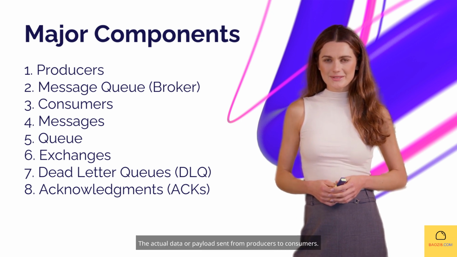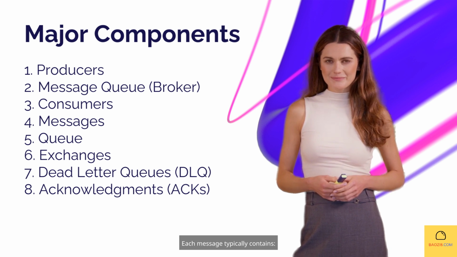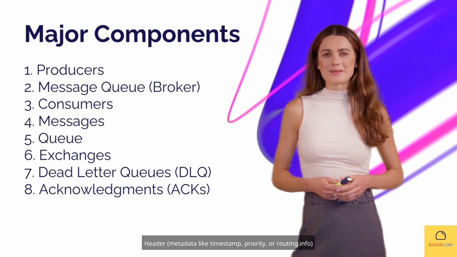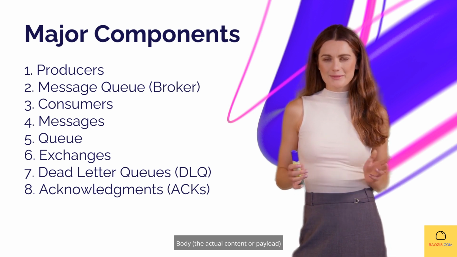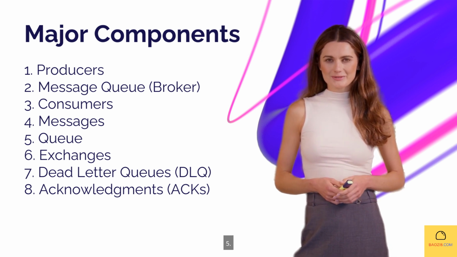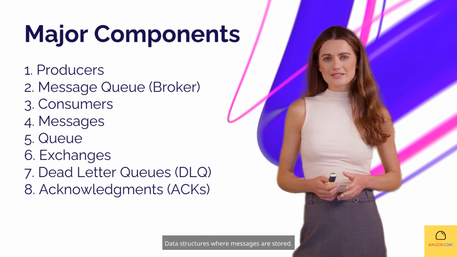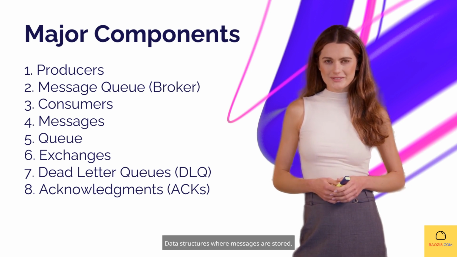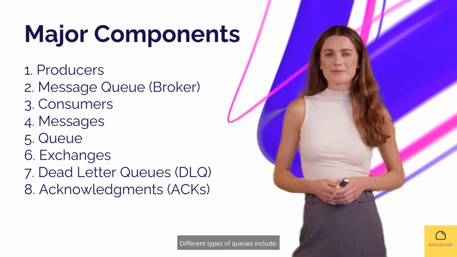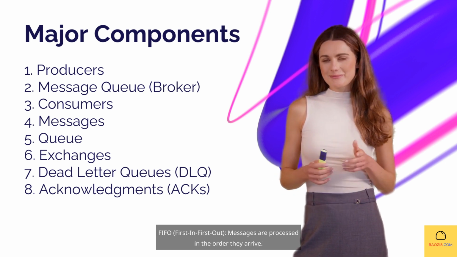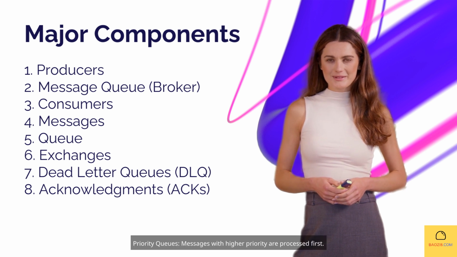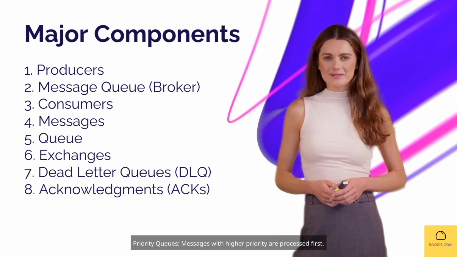Each message typically contains header, metadata like timestamp, priority, or routing info. Body, the actual content or payload. 5. Queues. Data structures where messages are stored. Different types of queues include FIFO. First in, first out, messages are processed in the order they arrive. Priority queues. Messages with higher priority are processed first.